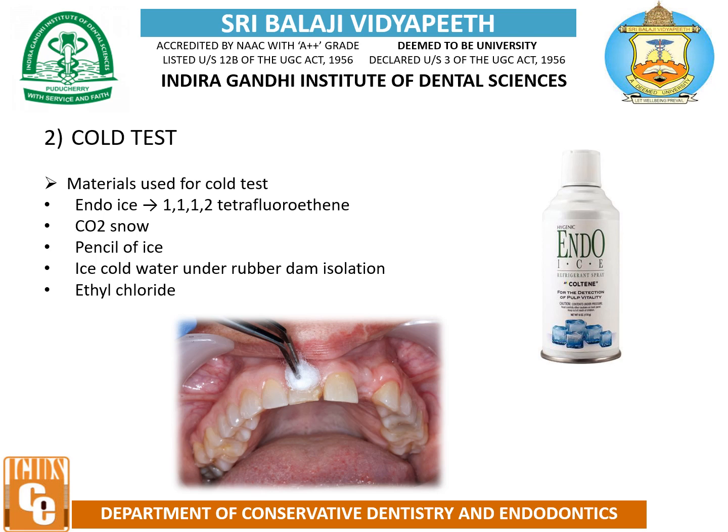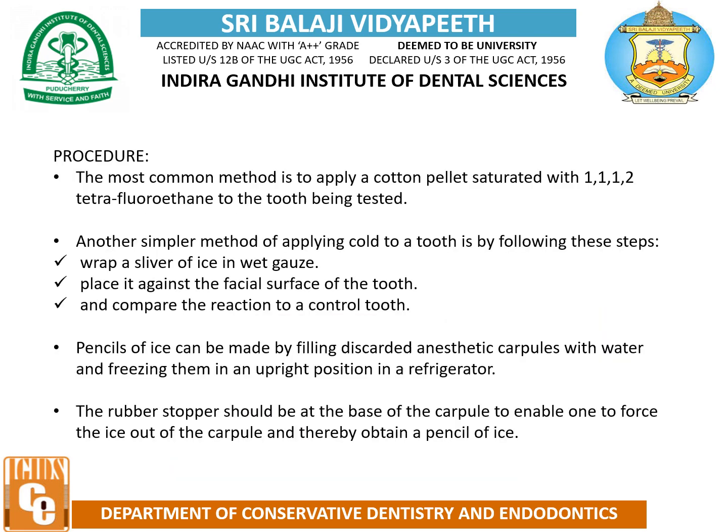Cold test. The materials used for the cold test include Endo-Ice, that is 1,1,1,2-tetrafluoroethane, carbon dioxide snow, pencil of ice, ice cold water under rubber dam isolation, and ethyl chloride. Procedure. The most common method is to apply a cotton pellet saturated with 1,1,1,2-tetrafluoroethane to the tooth being tested.